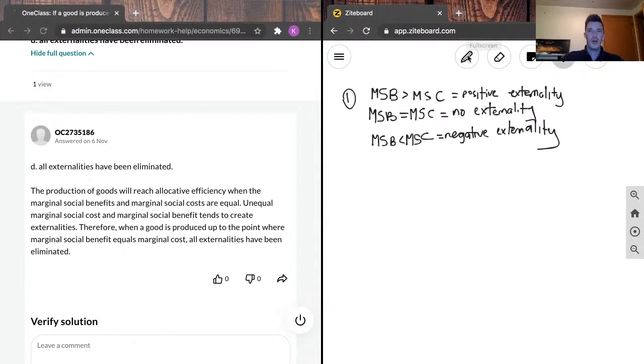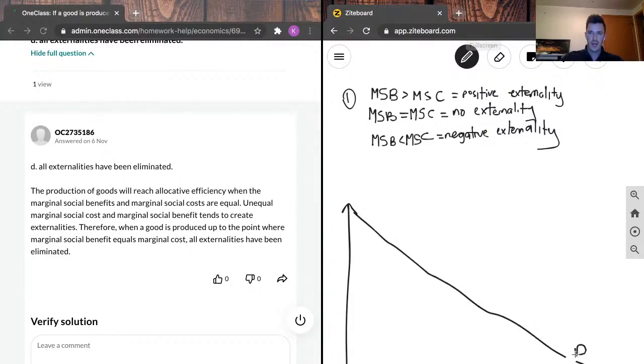And I'm just going to draw from memory. I'm probably going to look it up after to see what it looks like. So we would have our demand curve. And we would have our, let me redraw that actually.